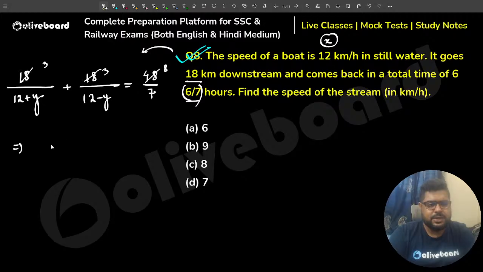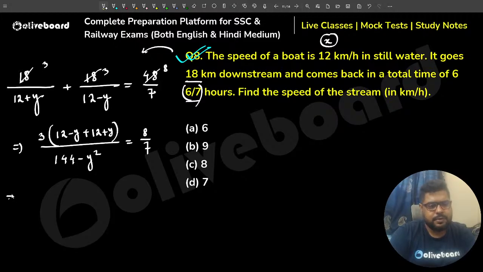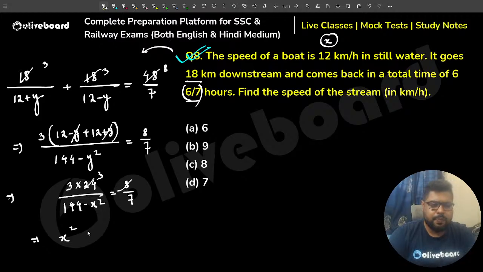So in that case, now let's do it normally. This will be a plus b into a minus b. And this will be, sir, 3 common, 12 minus y plus 12 plus y, that is equal to 8 over 7. So this cancels. 3 into 12 and 12, 24. Sorry, 3 into 24, by mistake. 144 minus x square is 8 over 7. So whatever you can do, x square this side, y cancels, na?